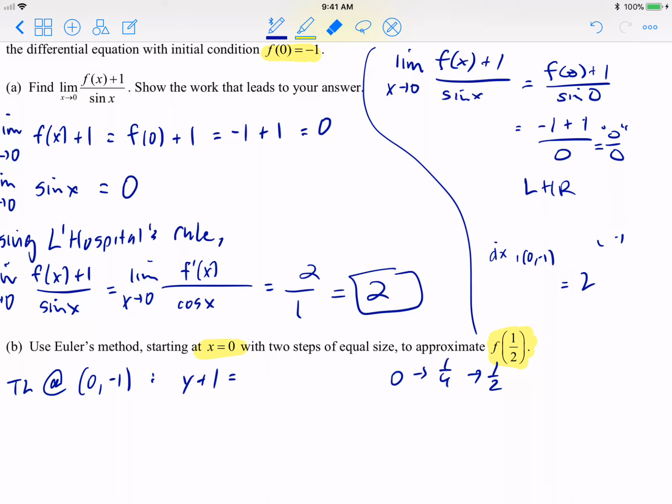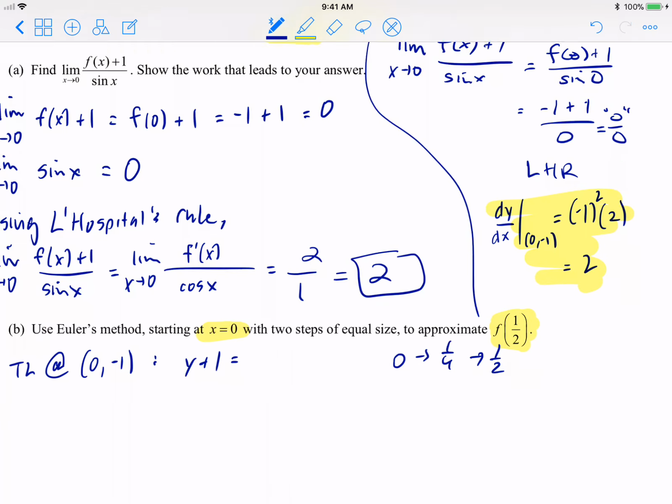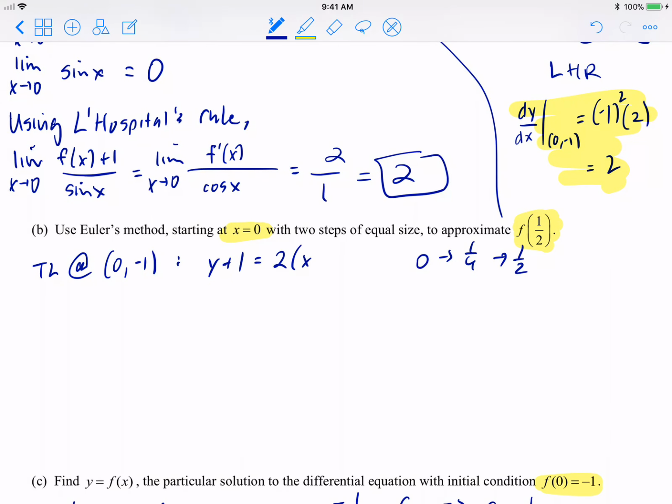Oops, oh my goodness, I just erased it. We don't want to do that. Let's undo that. We want to highlight it. So here is the slope that we calculated in part A. So this is going to be 2 times x minus 0. And then the first value that I want to approximate is f of 1/4. So f of 1/4 is going to be approximately negative 1 plus 2 times 1/4 minus 0, which is the same as negative 1 plus 1/2, or negative a half.